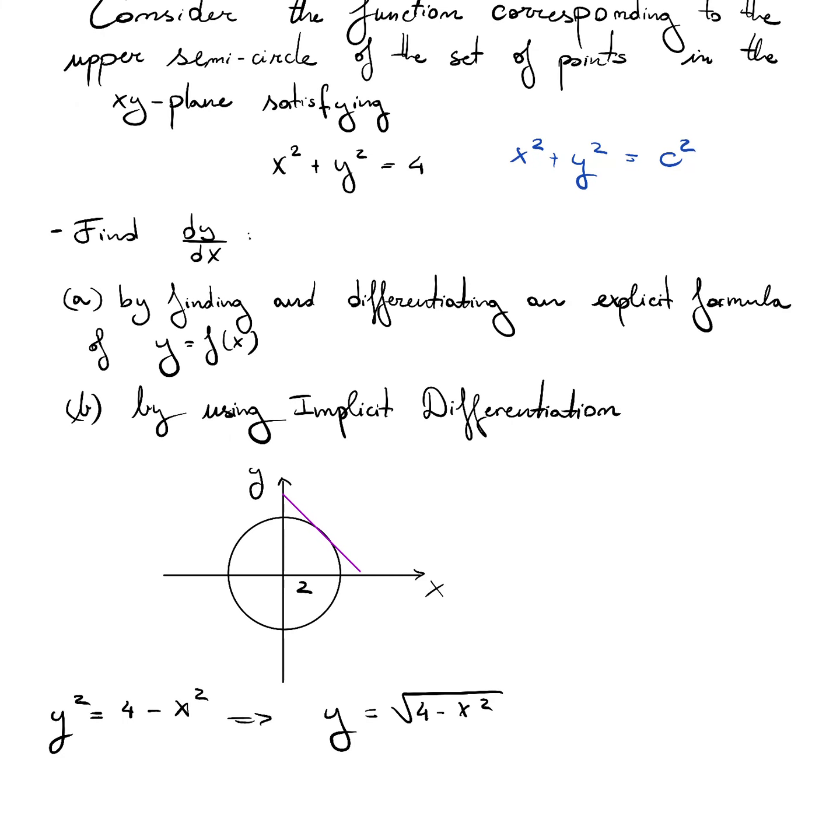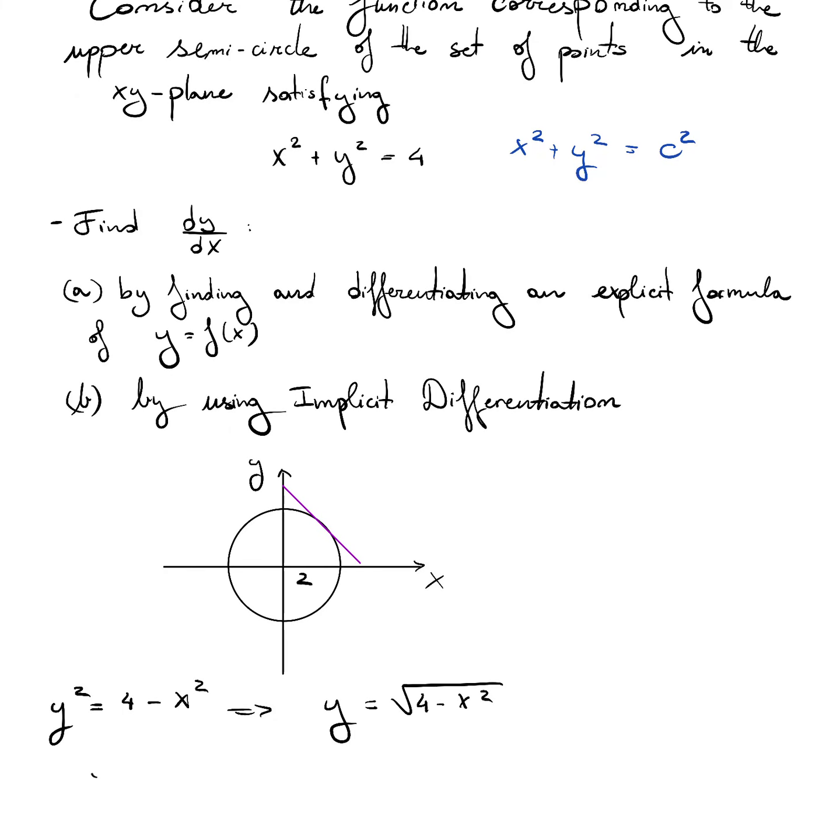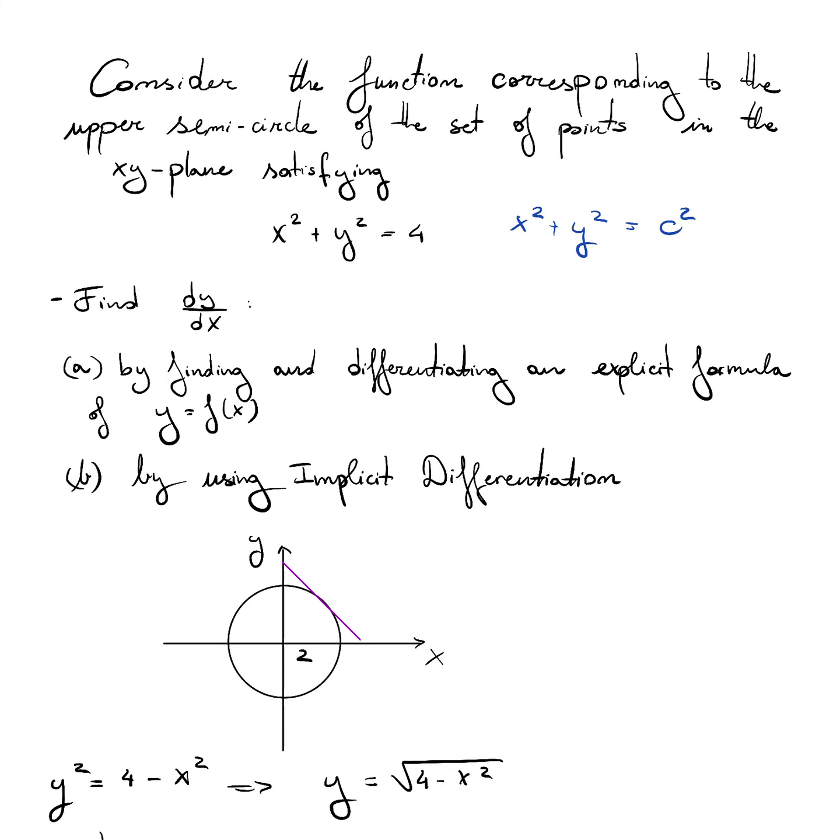Thinking back to derivative rules, what would dy/dx be in this particular case? Yeah, and before I get to that, is there a particular reason why I didn't plug in a plus-minus to the square root? I remember that normally when I take a square root of something, I plug in a plus-minus in front of it. It's because the question has told us that we should only worry ourselves with the upper semicircle of the set of points in this xy plane satisfying the equation.